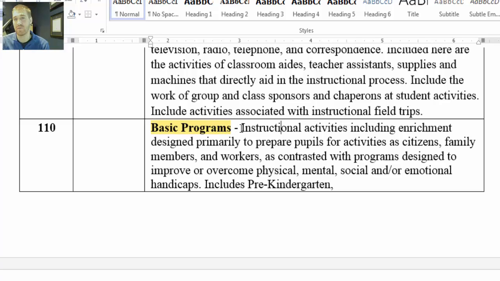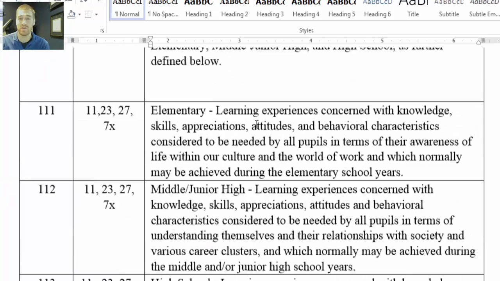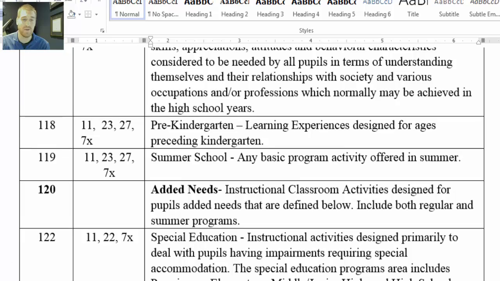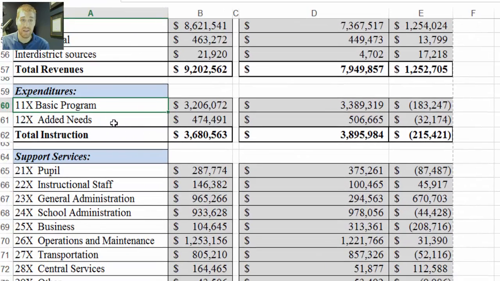And then basic programs are instructional activities including enrichment designed primarily to prepare pupils for activities as citizens, family members, and workers, as contrasted with programs designed to improve or overcome physical, mental, social, and or emotional handicaps. It includes pre-kindergarten, elementary, etc. So you could go through and read all these. I'm not going to do that for time. But again, if you don't know what any of these are, it's pretty easy to figure them out if you use that little trick I just showed you.